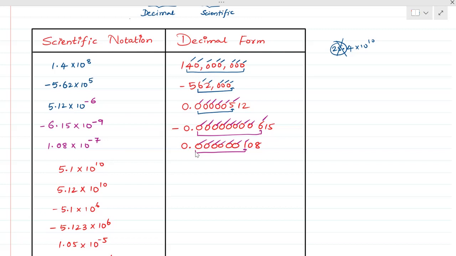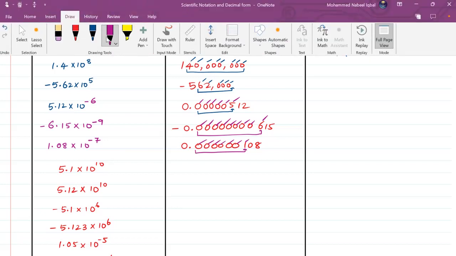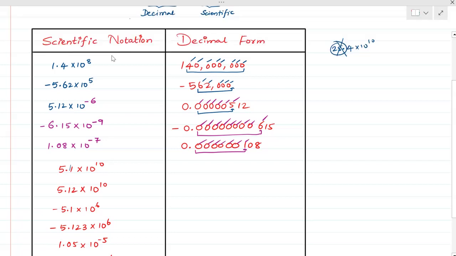Now the next one. Here we have a scientific notation, and we have to convert it to decimal form. How will you convert this to decimal form? Here it is given 5.1 into 10 to the power 10. So how many zeros will you have? Since you have one decimal digit, just subtract that one, so it is 9 zeros. So you will have 51 followed by 9 zeros.